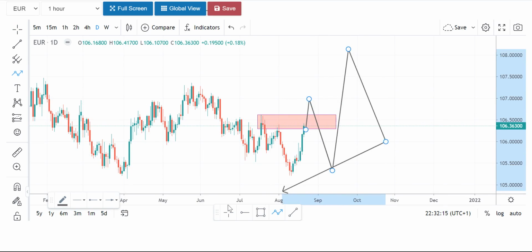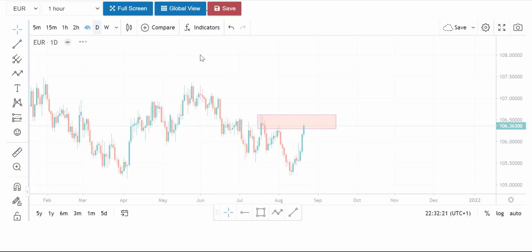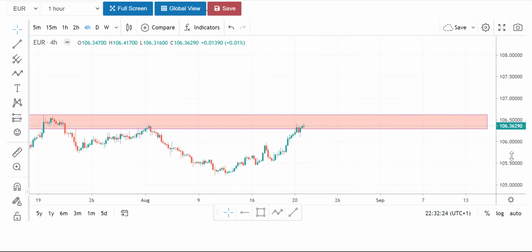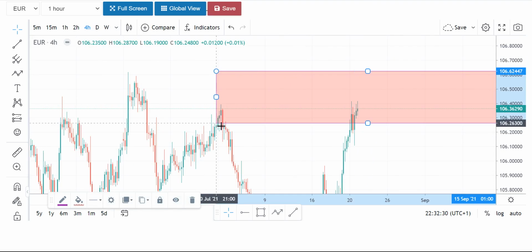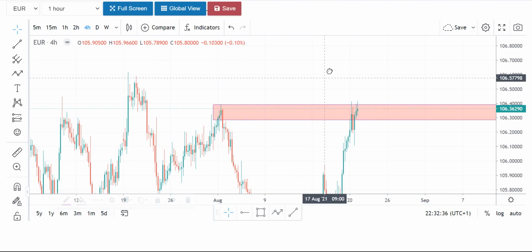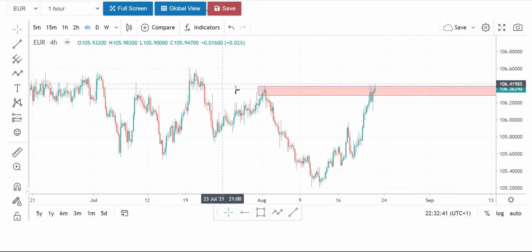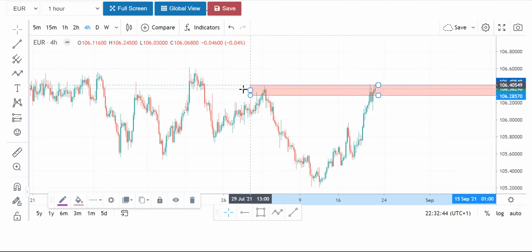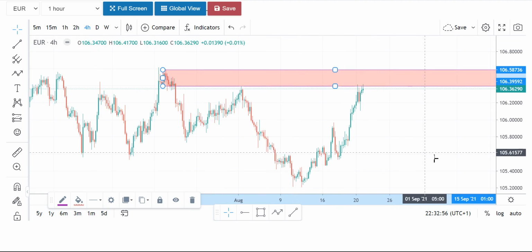Now, let's check what we have for the 4-hour time frame. On the 4-hour time frame, we can see this supply zone. If this supply zone will hold, then we'll be expecting that price should fall. But I doubt if this supply zone is going to work. So let's expect that we'll be having a break to the upside before we get this pair coming to the downside.